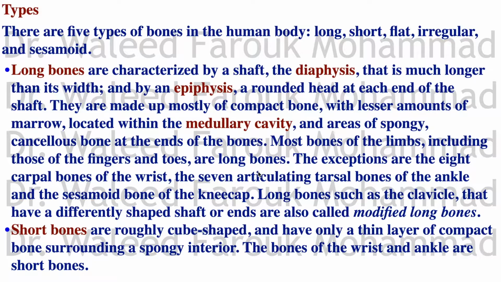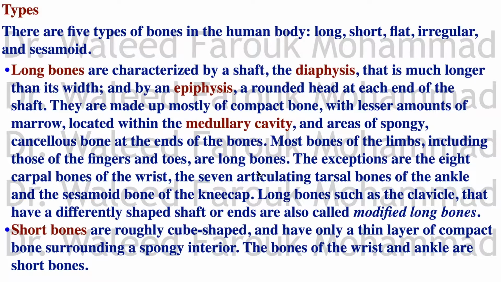The exceptions are the 8 carpal bones of the wrist, the 7 articulating tarsal bones of the ankle, and the sesamoid bone of the kneecap. These are considered short bones. Now, the clavicle is a long bone. It has a differently shaped shaft or ends and is also classified as a modified long bone.